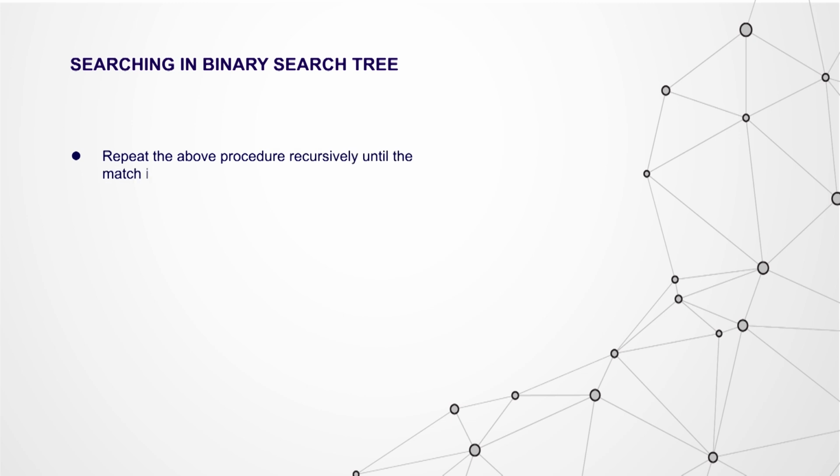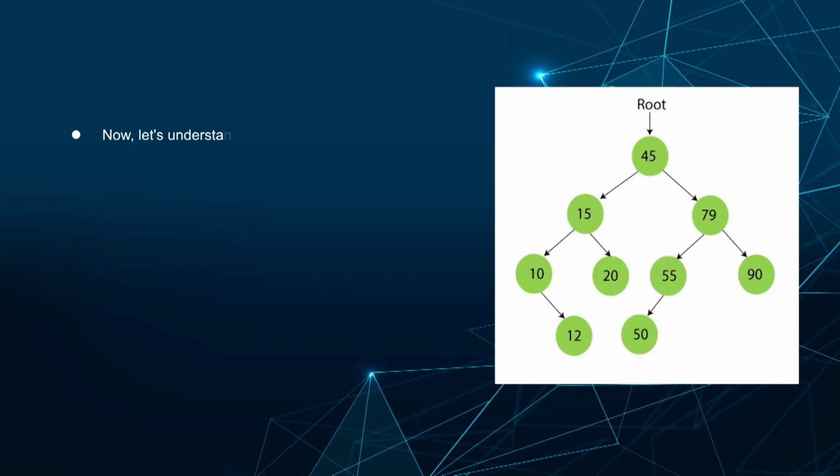Repeat the above procedure recursively until the match is found. If the element is not found or not present in the tree, then return null. If our pointer reaches a leaf node and we do not find the searching element in the tree, we return the null value. It means the item is not available in the binary search tree. Now, let us understand searching in a binary search tree using an example.